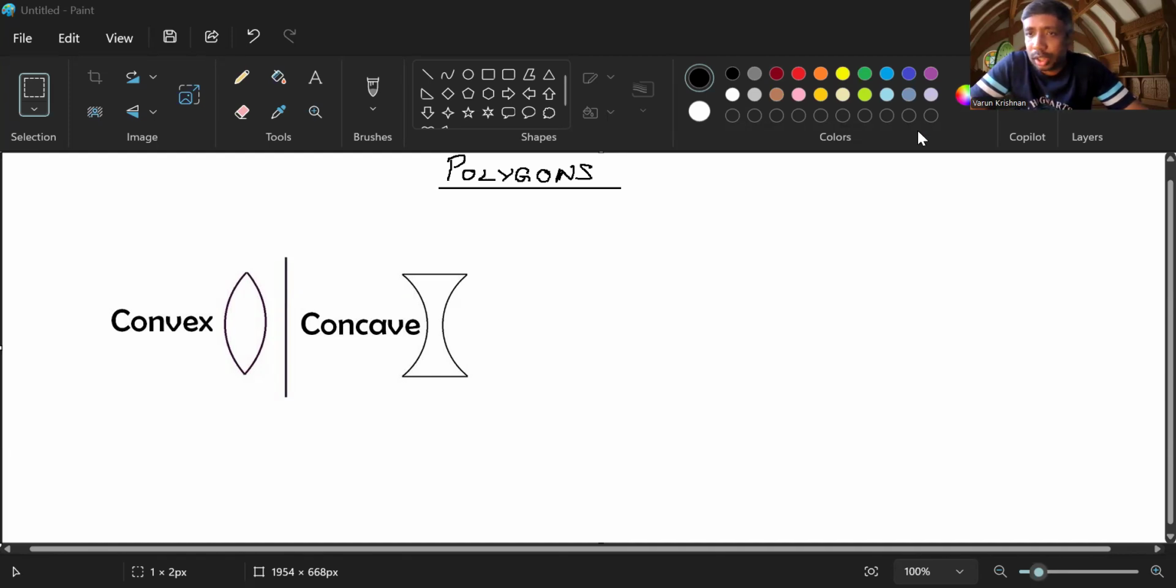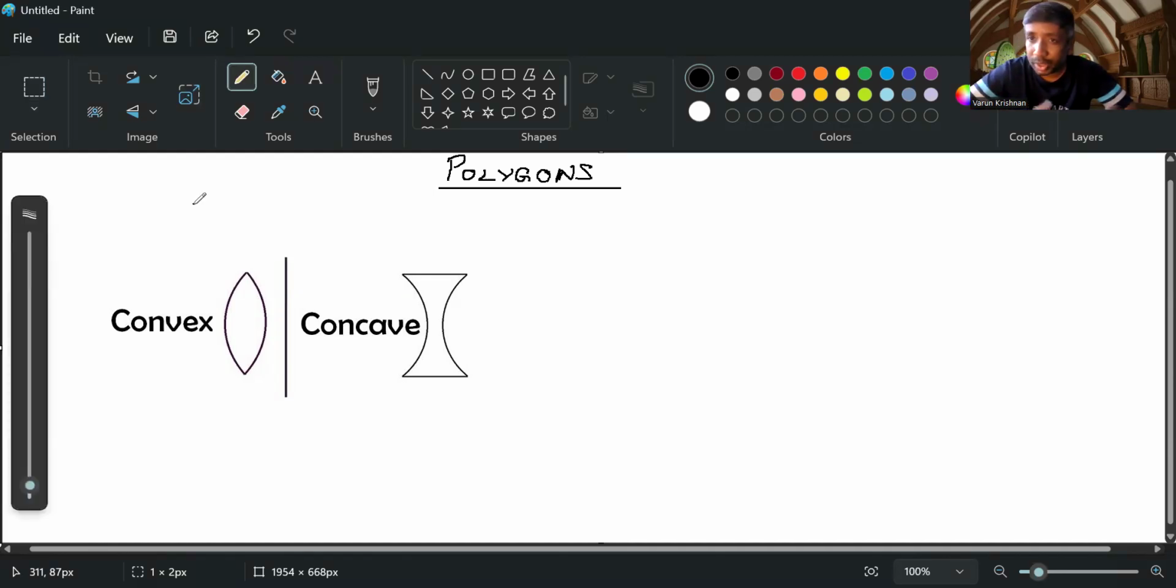concave polygons. I think all of us should be very aware of what these two types of shapes are because all of us have studied optics in our high school physics. And in optics, we have learned about convex lenses and concave lenses, which is what I placed on the screen in front of you. This is how a convex lens looks. This is how a concave lens looks.